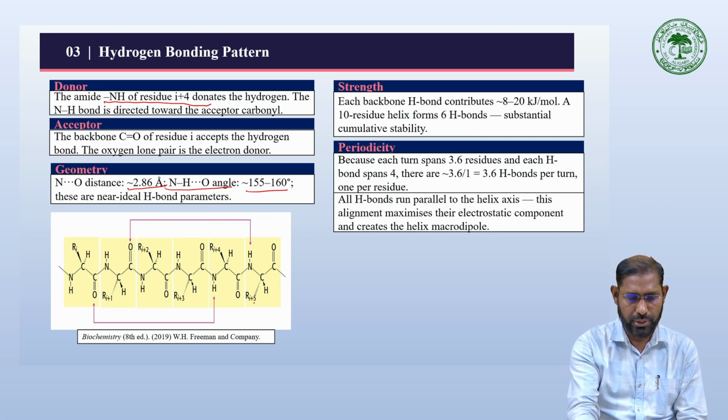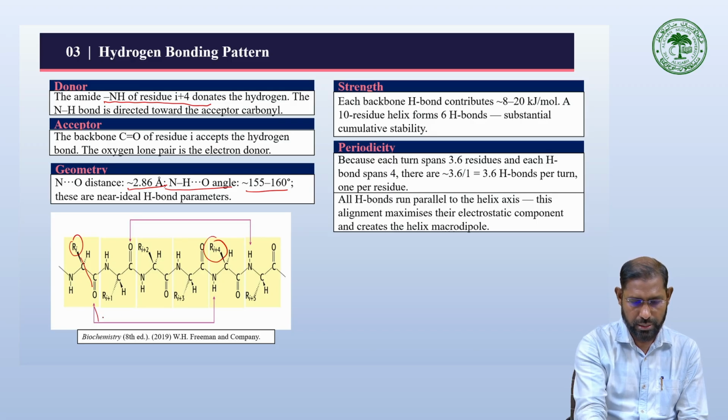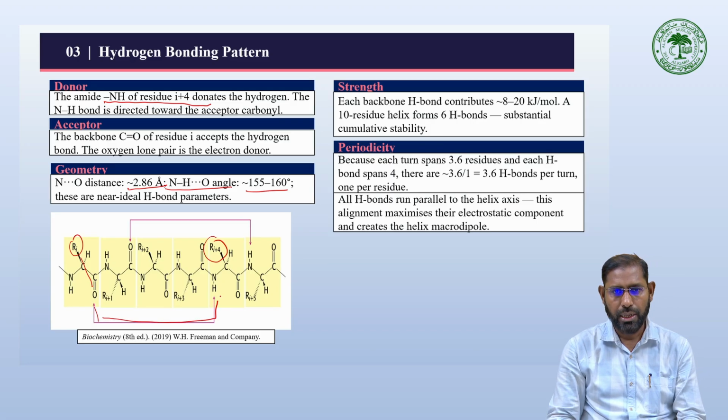This is the hydrogen bond. You can see here residue i, then the bonding is here, the hydrogen bond. So from here to here, hydrogen bonding. So this is an ideal pair.